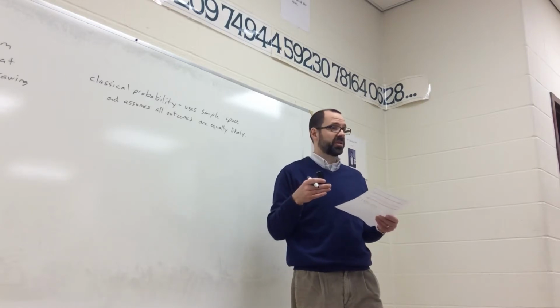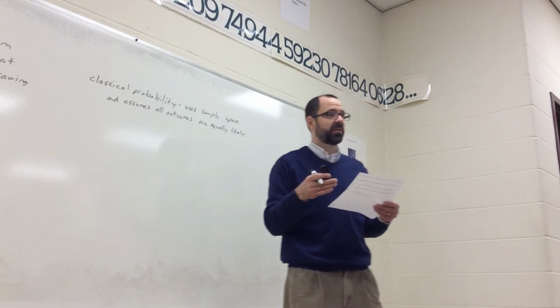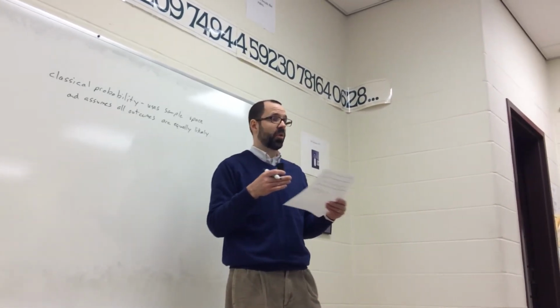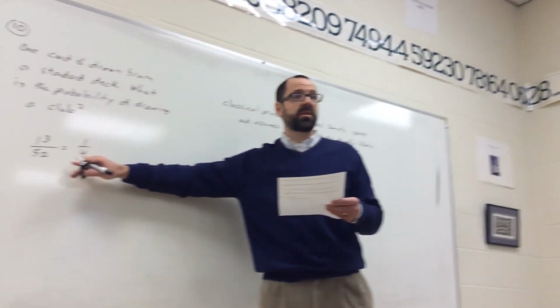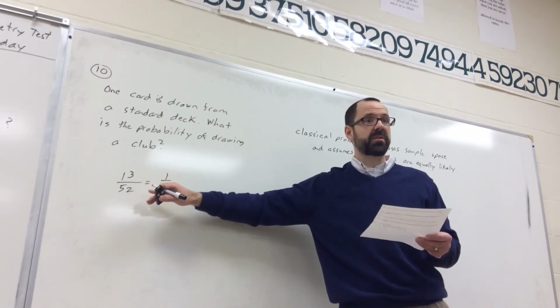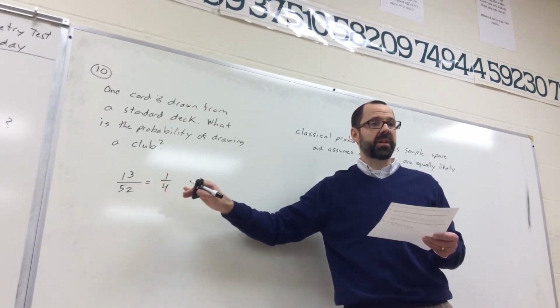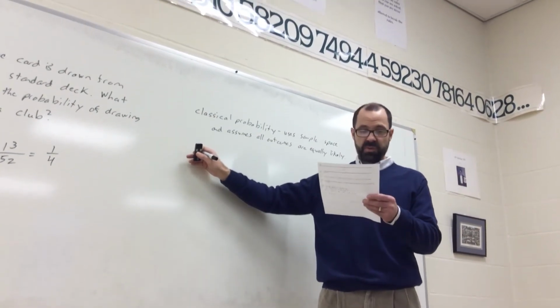That's what mathematicians do. They say, okay, there's 2 possibilities. Tails is just as likely as heads, so it's 1 out of 2. Or there's 52 cards, and all of them are equally likely, so it's 13 out of 52 for clubs. That's classical probability. Okay, then there's a different type called empirical probability.